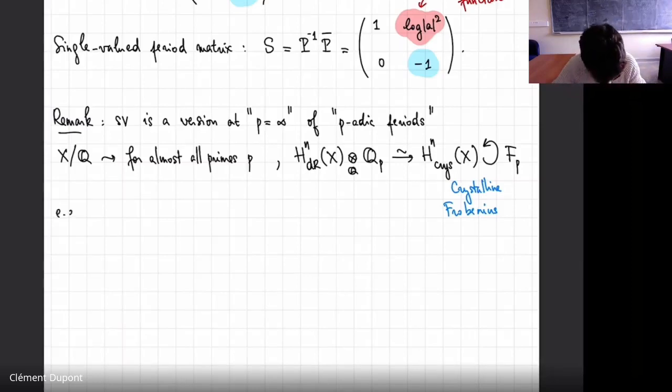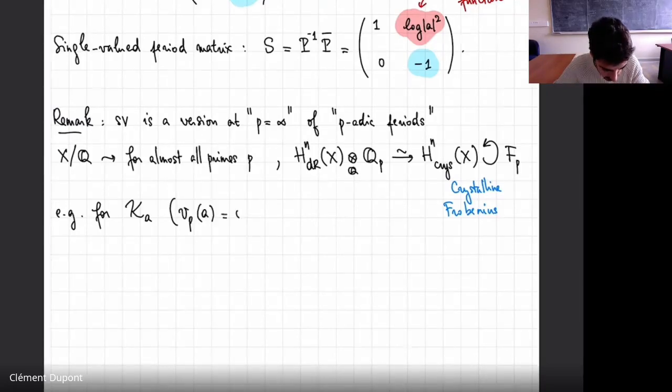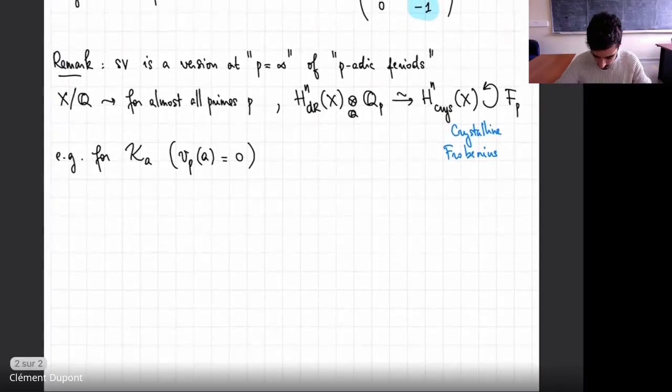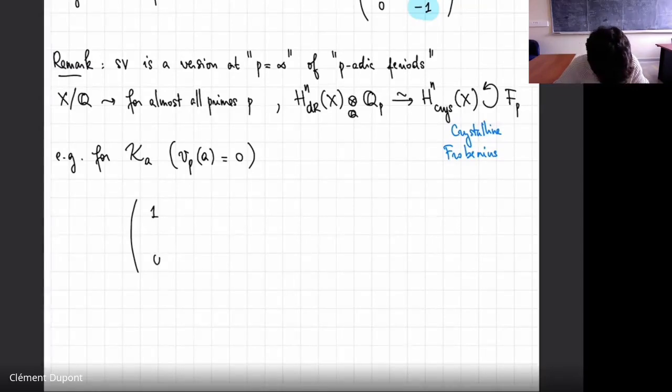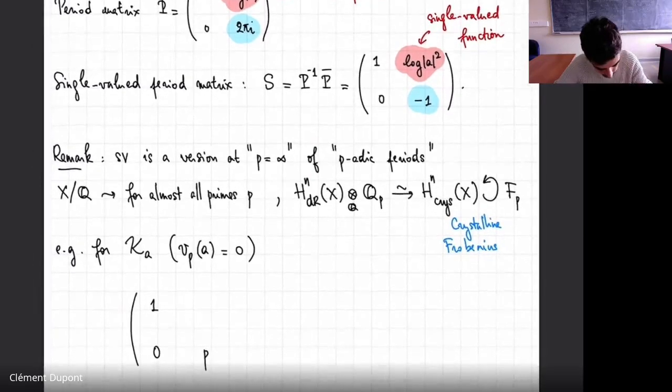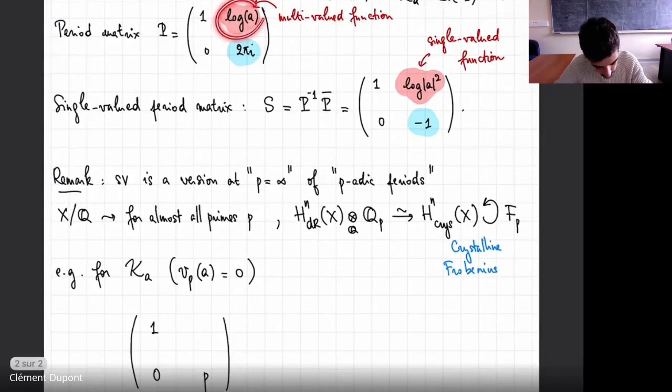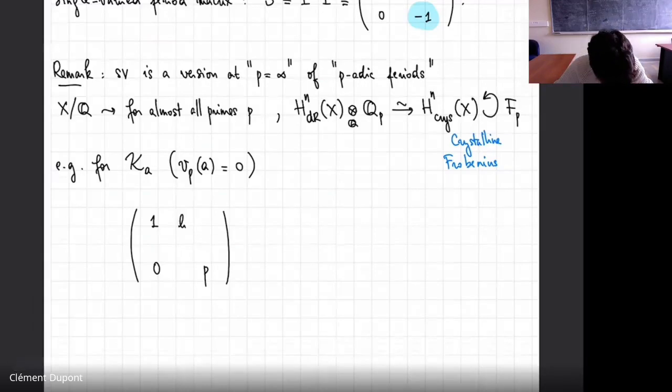And for instance, for my favorite example, the Kummer motive, here you want to choose a prime p such that the p-adic valuation of a is zero. What is the matrix of the crystalline Frobenius in a rational basis of de Rham? It looks like this. You have 1, 0, you have p here, so the p-adic version of 2 pi i is p in this setting. And the p-adic version of log a is in this case the p-adic log of a, which is 1 minus p. So p is the analogue of 2 pi i, and this is the analogue of log a.